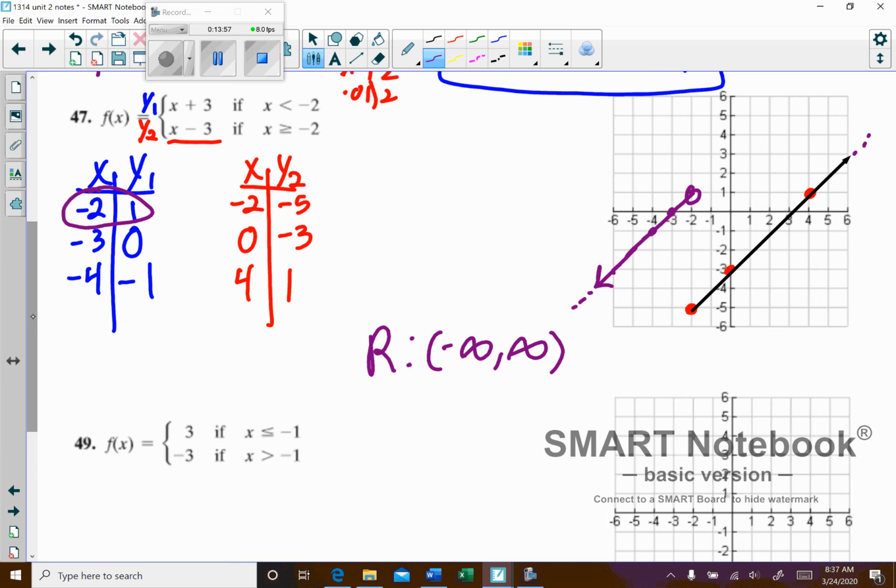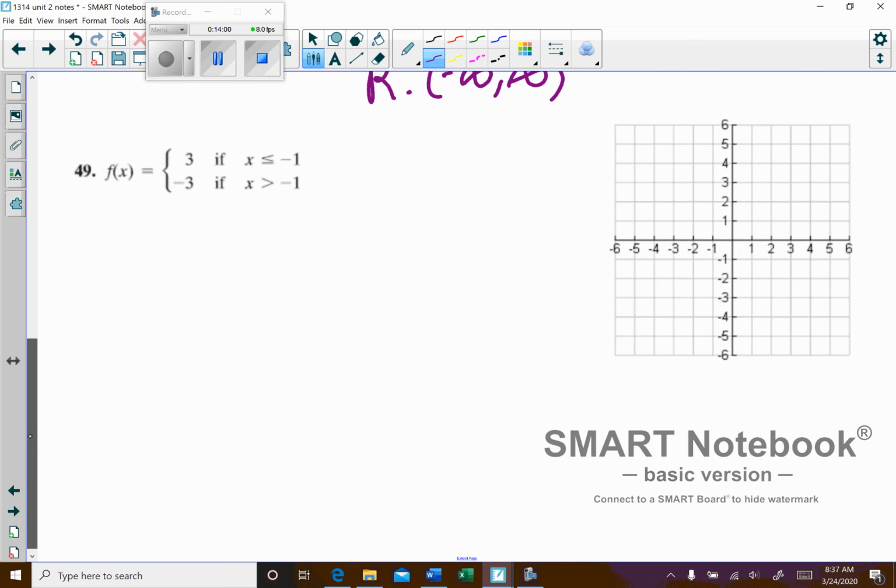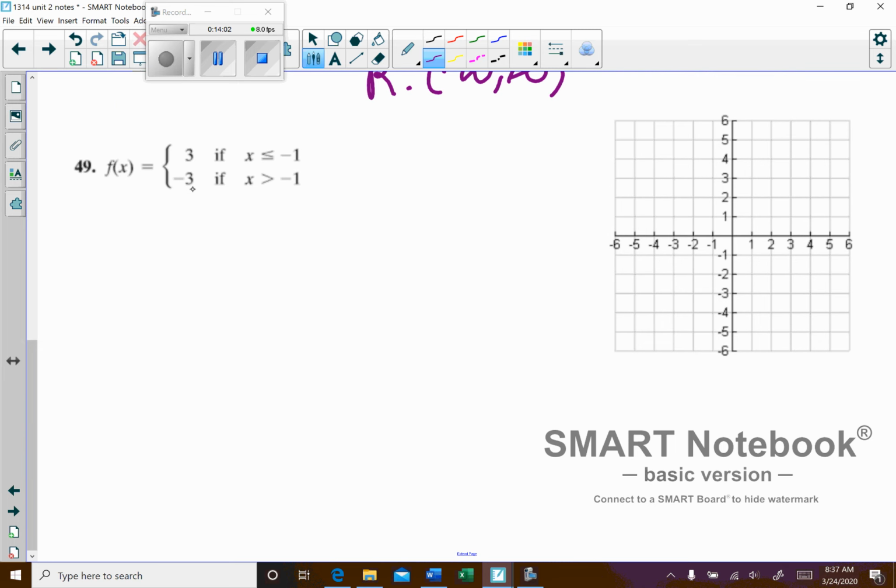All right, let's try one more. Both of these are going to be constant functions, as you can see right here. So f of x equals 3 if x is less than or equal to negative 1. f of x equals negative 3 if x is greater than negative 1. So let's go ahead and make a table for this. Once again, we can label it to try to keep track of this a little bit. Okay, so values less than or equal to negative 1. So negative 1, negative 2, negative 3, whatever you want to do. And so you just get that constant 3 back, 3, 3, 3.